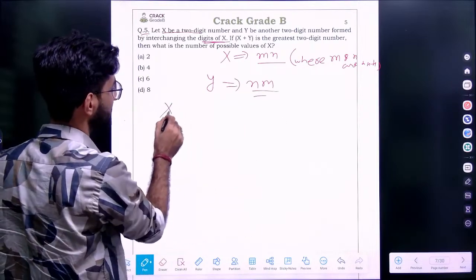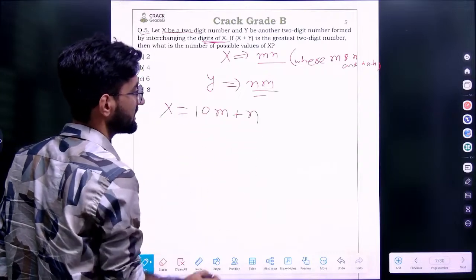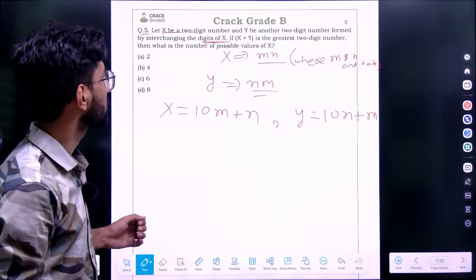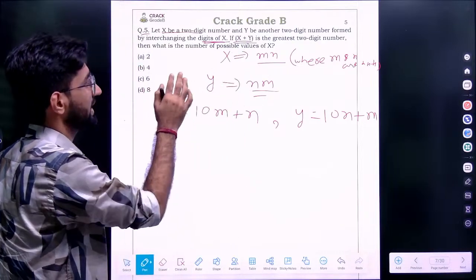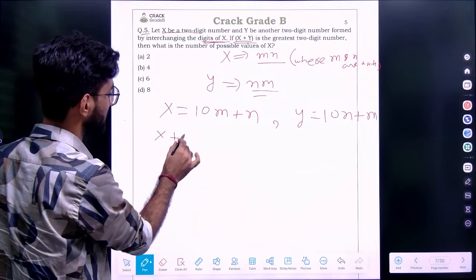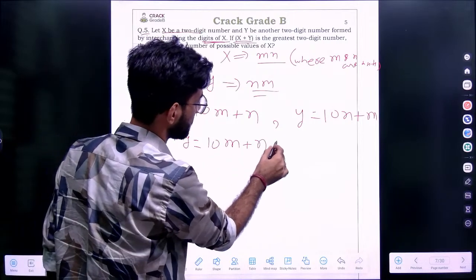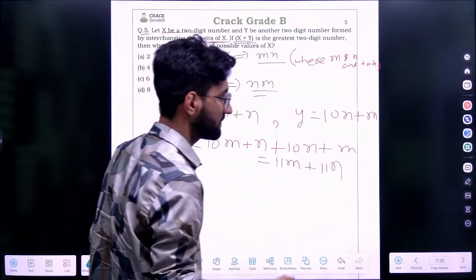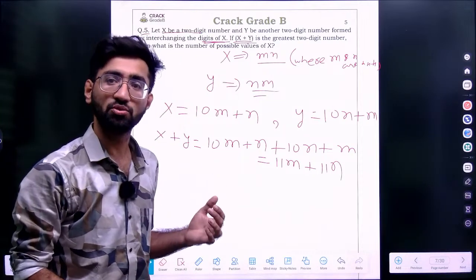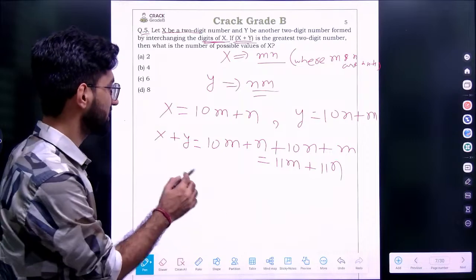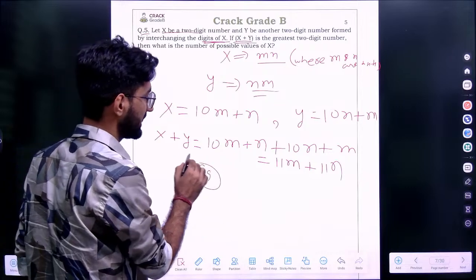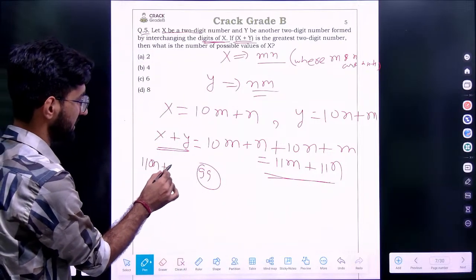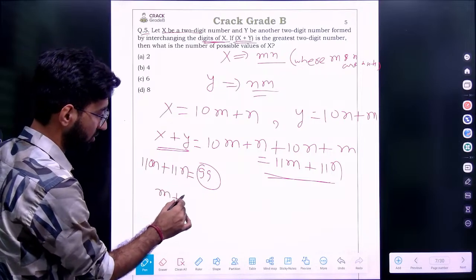So can we write that x equal to 10 into m plus n, and we can write y equal to 10 into n plus m. So now what is x plus y? It is given that x plus y is the greatest two-digit number. So now x plus y is equal to 10m plus n plus 10n plus m, that is equal to 11m plus 11n. Now we know that x plus y is the greatest two-digit number. So tell me, what is the greatest two-digit number? The greatest two-digit number is 99. It means x plus y is equal to 99. So x plus y is 11m plus 11n. It means m plus n is equal to 9.